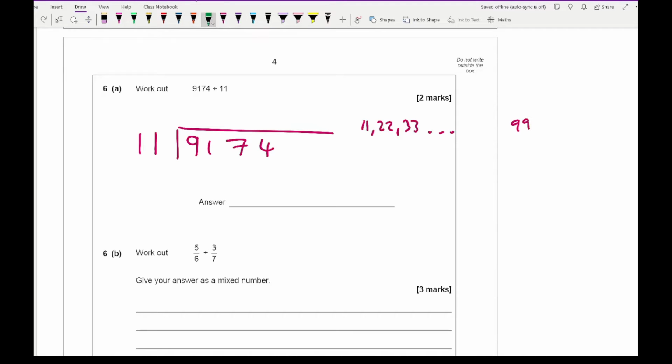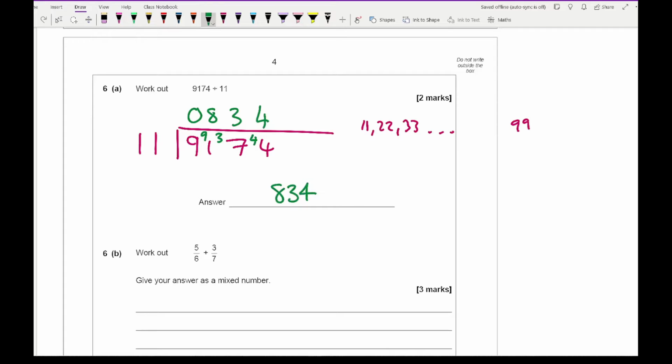So in terms of this, how many 11s go into 9 is 0, so we carry the 9. That's going to be 8, remainder 3, 3, remainder 4. And then we've got 4, giving us a final answer of 834.